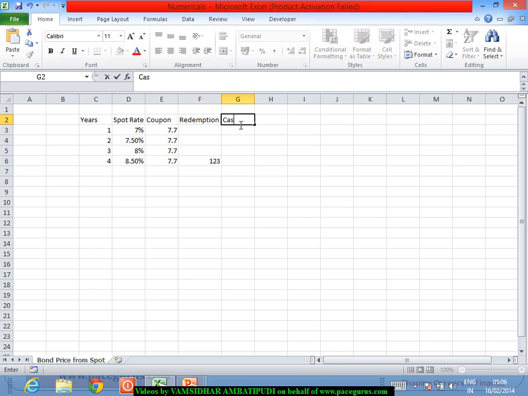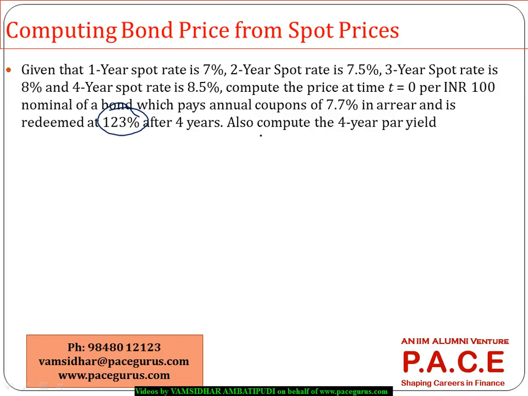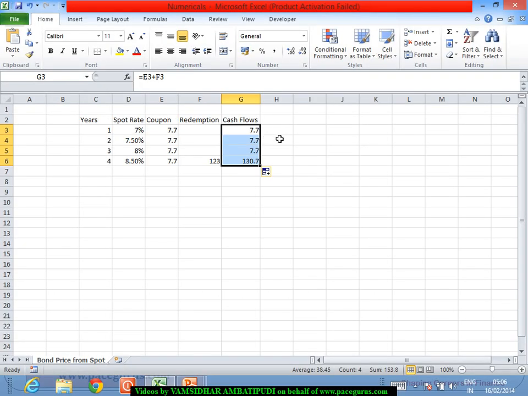So probably I'll call it as total cash flows in each of the years. In the first year it is only 7.7, because there is nothing that is redeemed. The same is the case for the first 3 years, but in the 4th year the cash flow is 130.7. Now all we are being asked for is, using the spot rates, find the value of this bond.